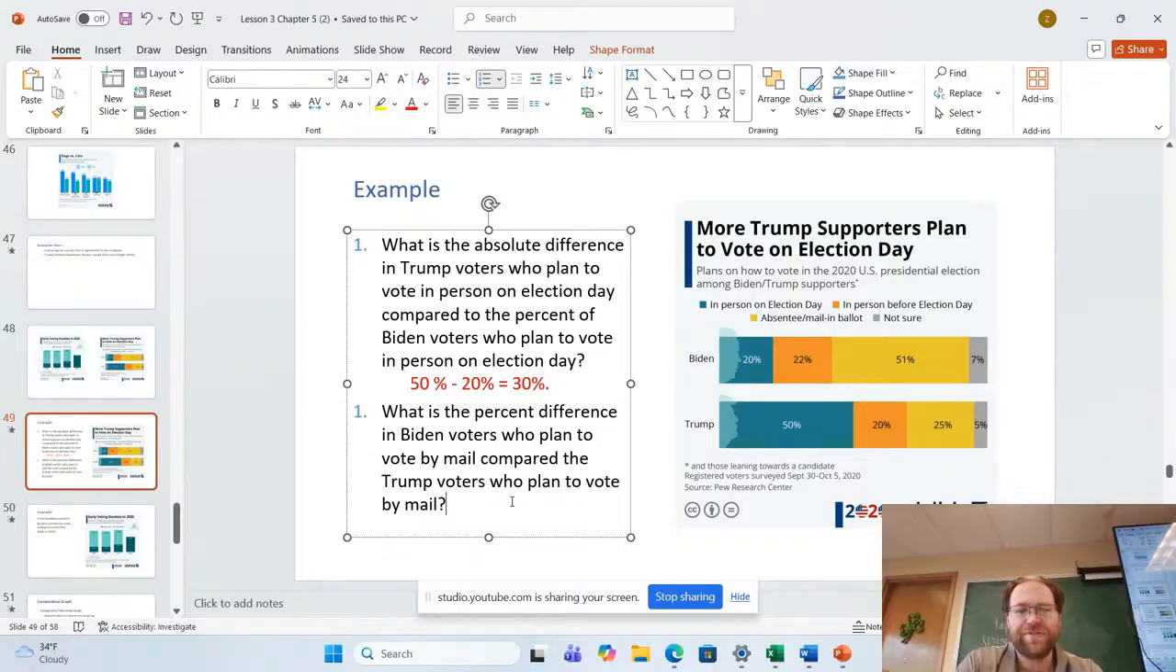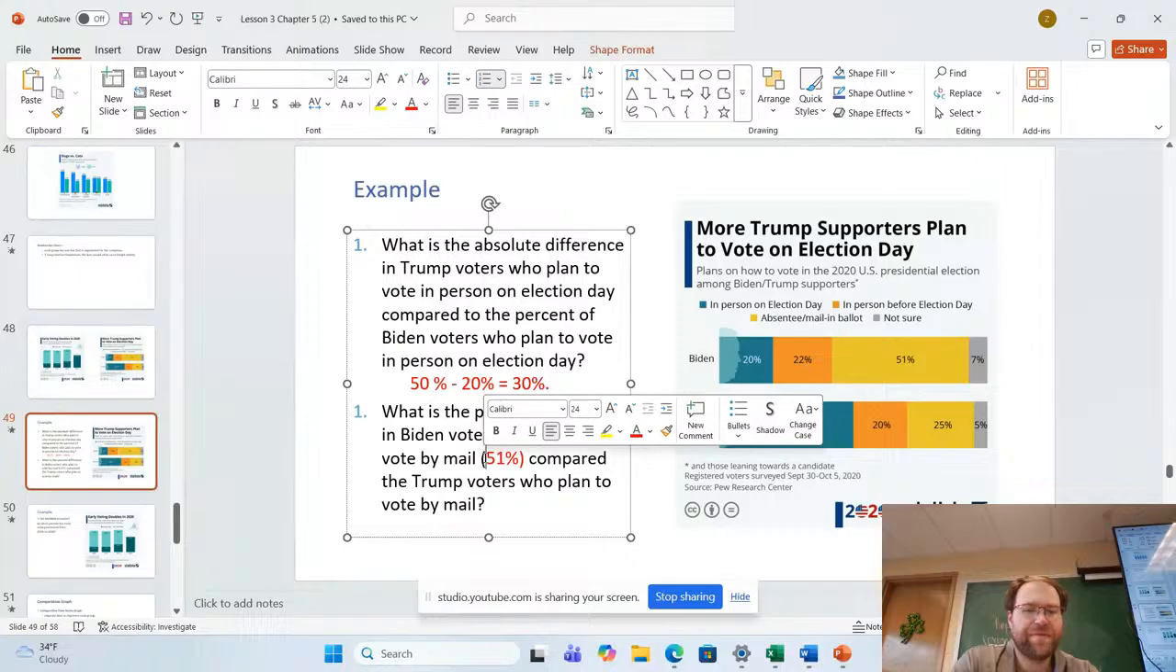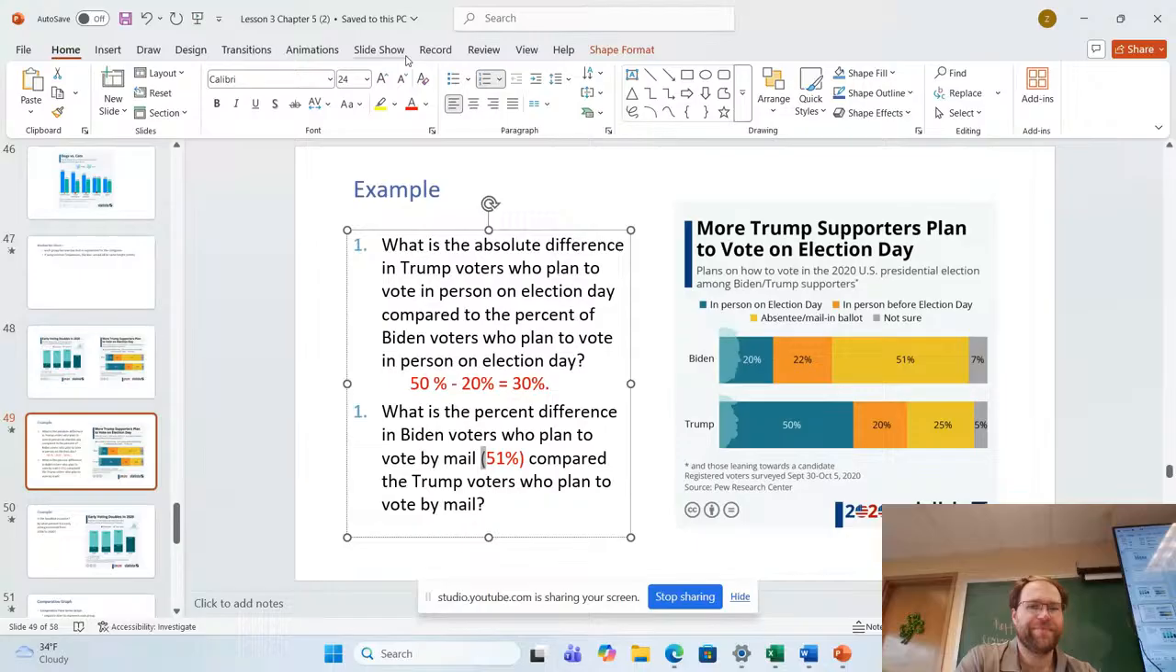Now the percent difference in Biden voters who plan to vote by mail compared to the Trump voters who plan to vote by mail. So that would be the yellow absentee or mail-in ballot. So that's 51% for Biden. And then 25% for Trump.